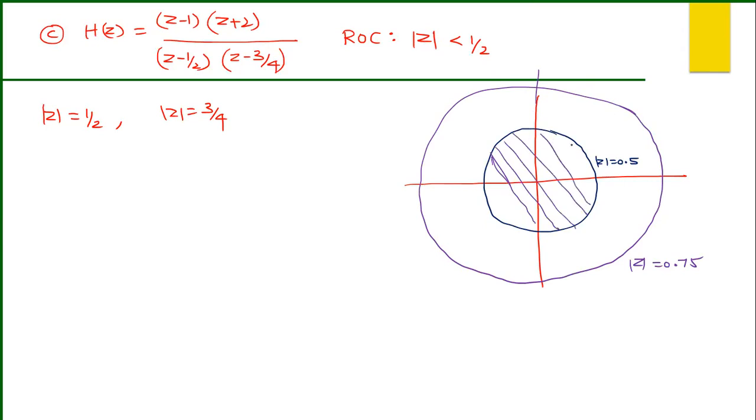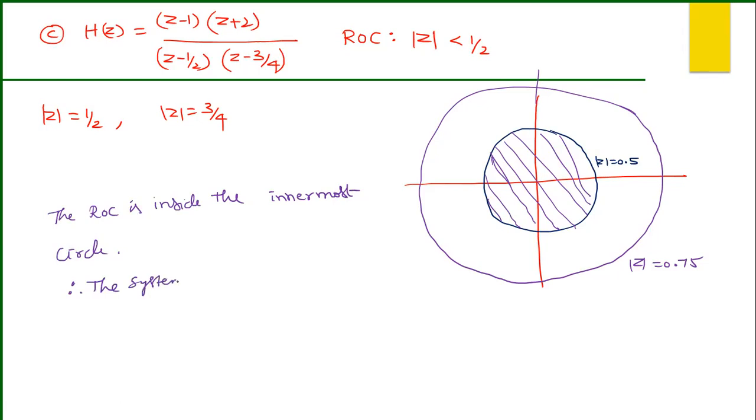Now, for a causal system, the ROC should be outside. But here the ROC is inside. That means the ROC is inside the innermost circle. Therefore, the system is non-causal. You can say it like this.